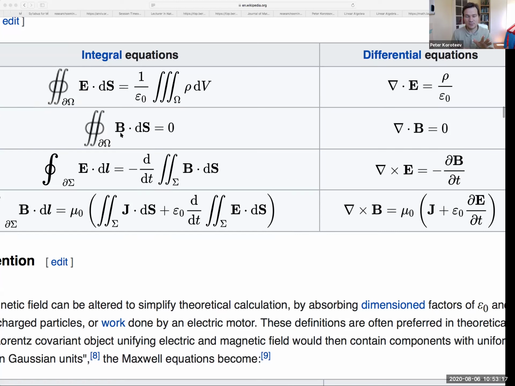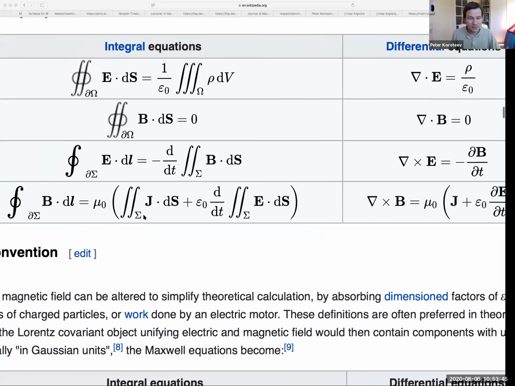Okay, and the second equation, we talked about this before: if you have a magnetic field and you integrate, well, we did the two-dimensional version, but if you integrate it over the surface, it has to be 0, meaning that there is no magnetic charge density. There are no magnetic charges, at least as of this moment. We have not discovered magnetic monopoles yet. So that would tell you that the divergence of B vanishes.